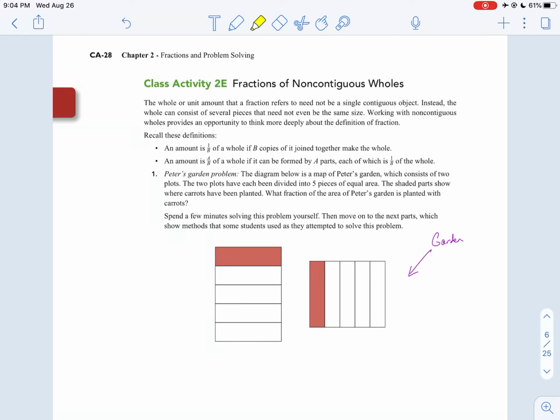All right, ready for another one? I love fractions, don't you? Here we go. Class activity 2E says fractions of non-contiguous wholes.